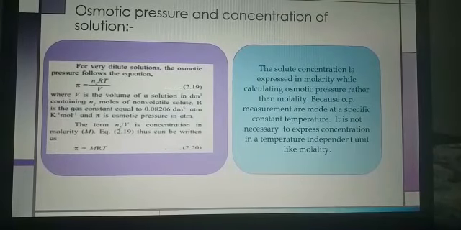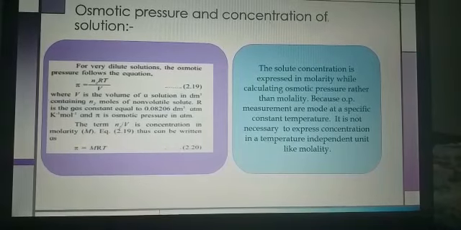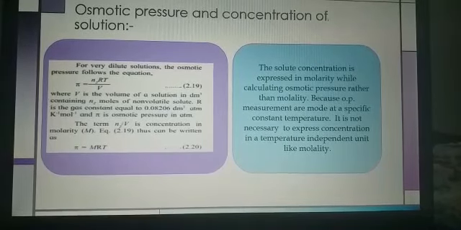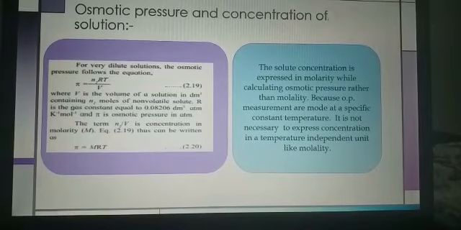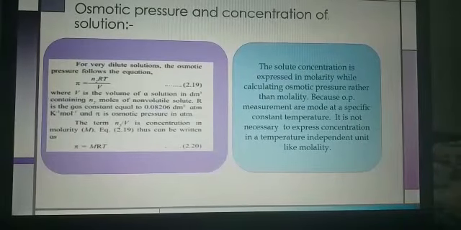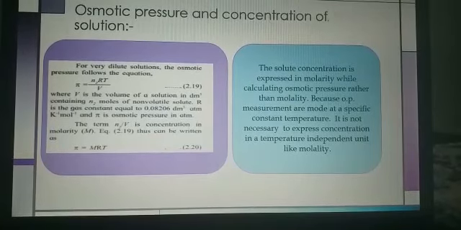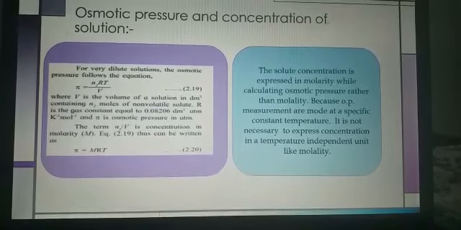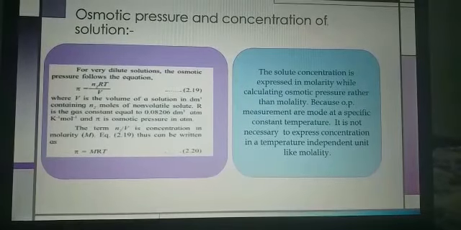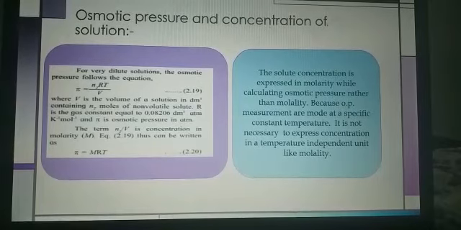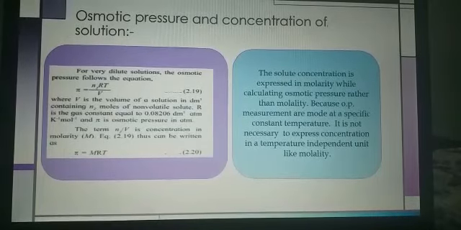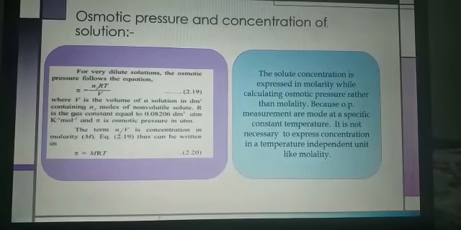R is the gas constant, which is equal to 0.08206 dm cube atmosphere per Kelvin per mole, and pi is the osmotic pressure. The term n2/V is the concentration in molarity, so we write pi = MRT. Here M indicates molarity, not molality. So the solute concentration is expressed in molarity while calculating the osmotic pressure rather than molality.